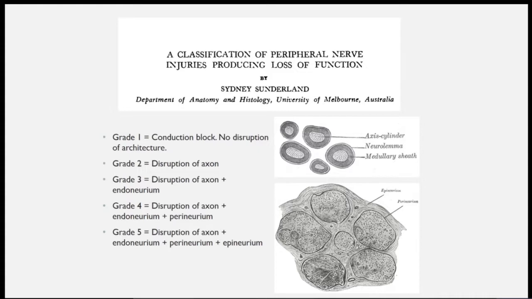And as we go through, basically you add disruption of a supporting structure until you have disruption of the entire nerve itself. So a grade 3 injury would be disruption of the axon plus the endoneurium. A grade 4 injury would essentially be disruption of a fascicle because the perineurium is damaged as well as endoneurium and the axon. And then ultimately, grade 5 injury would be if the epineurium is also disrupted.